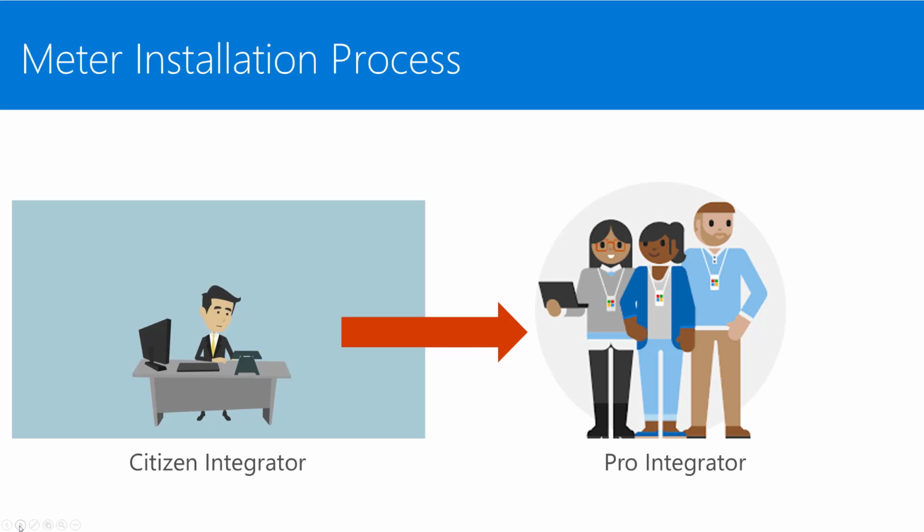So as I alluded to earlier in the slide, we want to move from a more citizen integrator persona, or perhaps maybe an IT pro persona, light IT pro persona, to a pro integrator persona. And in this case, this is where we need to write some code. And certainly if you need to write some code, then you're definitely in the Logic Apps space. You're not typically in the Flow space. So that's what we're going to demonstrate here today.